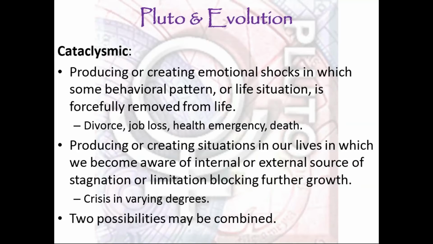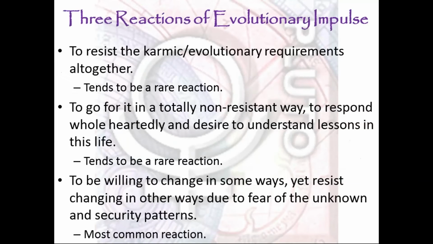In addition to the non-cataclysmic and cataclysmic evolution with Pluto the Soul, there are 3 reactions to the evolutionary impulse. We can resist altogether, and we can go for it wholeheartedly in a non-resistant way. Both of those reactions are rare. The most common is being willing to change in some ways, yet resisting the changing in other ways. The resistance to changing is due to the fear of the unknown and the desire to be secure. Security many times is projecting the past forward and repeating it.